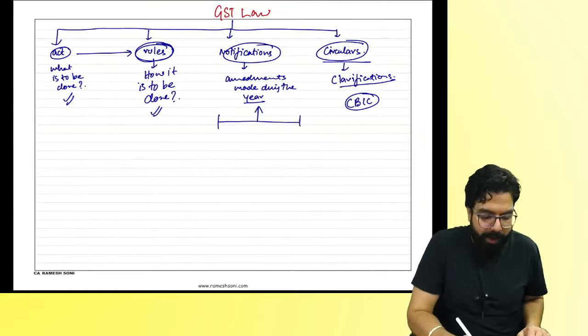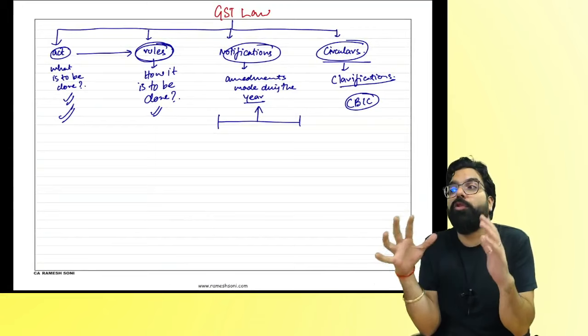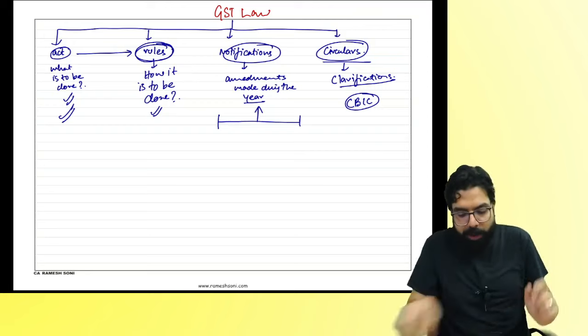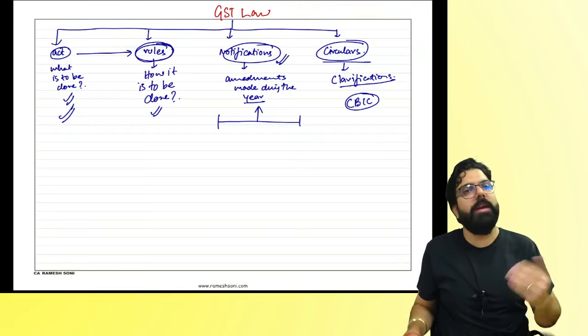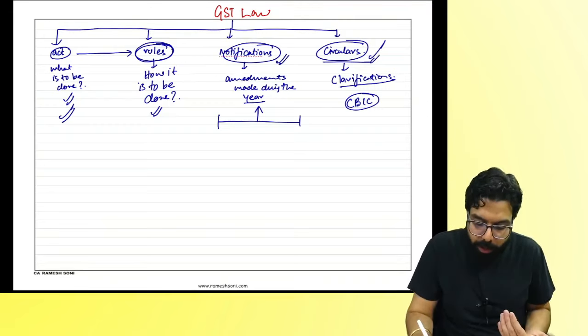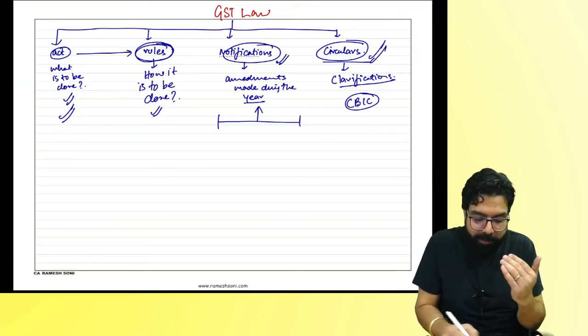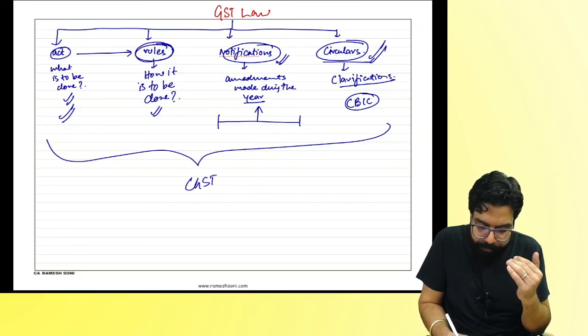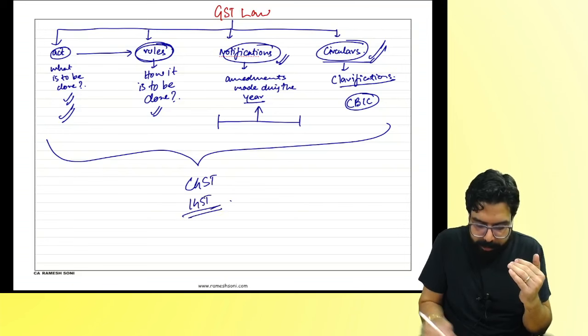So people tell me, what is the Act, everyone? Act will always tell you what is to be done. How it is to be done will be told by the rules. The next one, everyone, notification. These are basically amendments which are there, and circulars are clarification. Majorly, we'll be going ahead and discussing all of them. The CGST related and the IGST related.